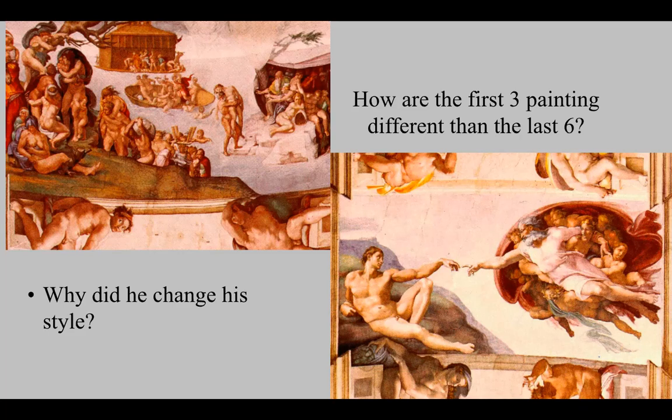So he figured out, after he ran away for a while and hid from Julius, and got pulled back to Rome, he changed the style. He made the figures a lot bigger and made the stories more crystal clear.